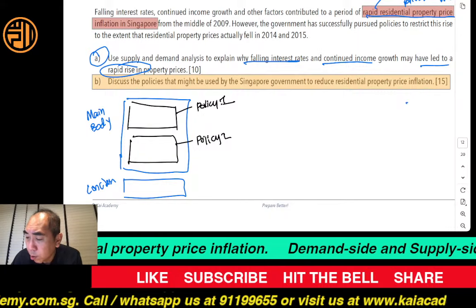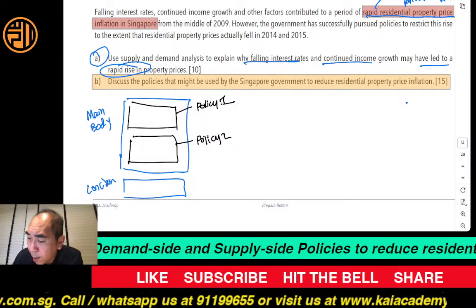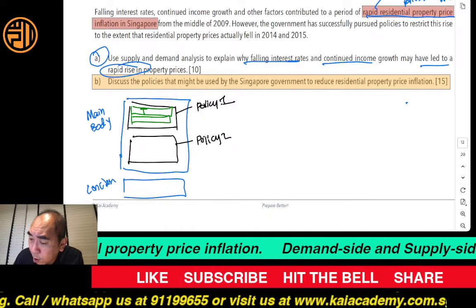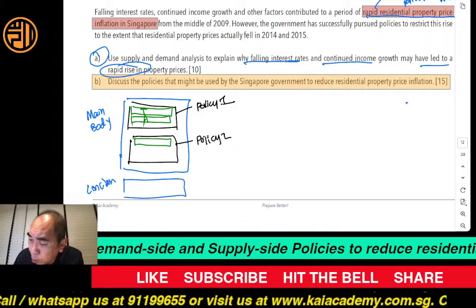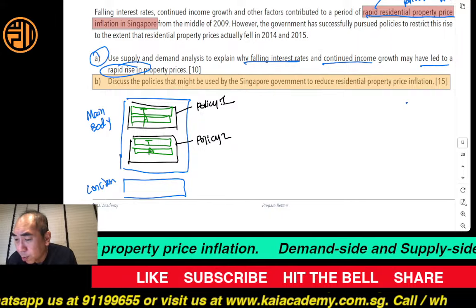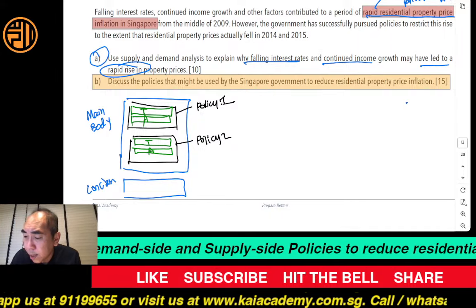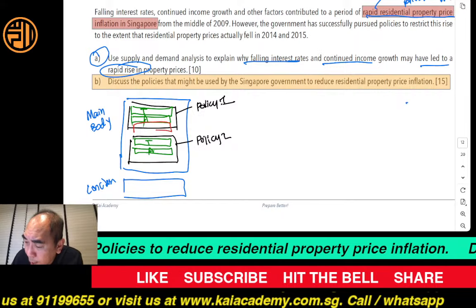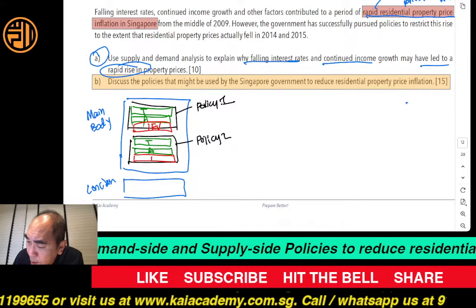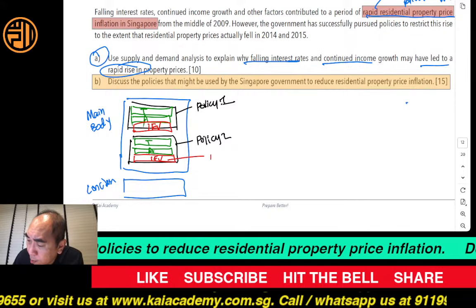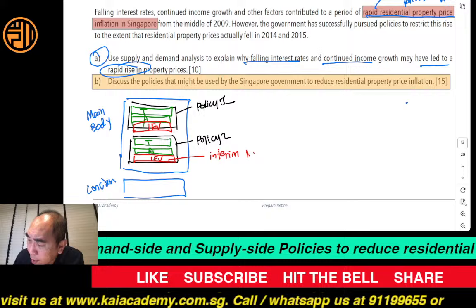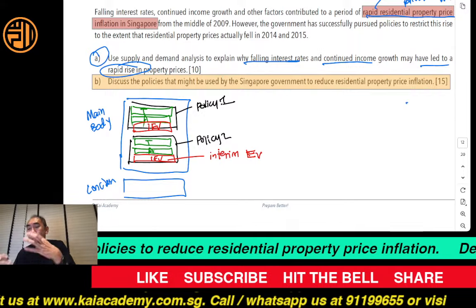Within each policy, you should have a thesis paragraph and an antithesis paragraph, explaining how the policy works and explaining a limitation of the policy. So choose two policies, preferably with scope, so one demand side, one supply side will be ideal. Then for each policy, present a T and an A paragraph, thesis and antithesis. And then you present an IEV, what your school calls the interim evaluation, basically assessing each policy in terms of its own merits.